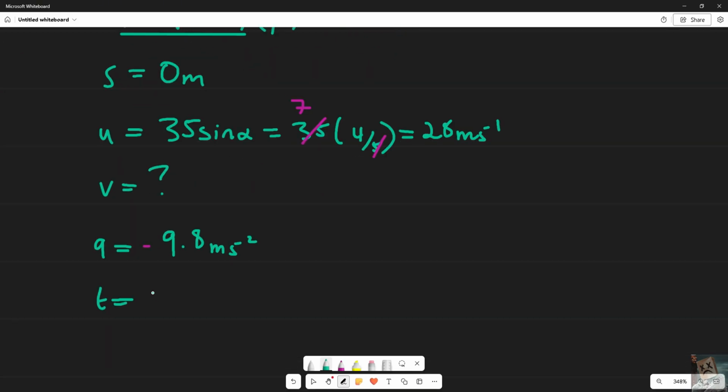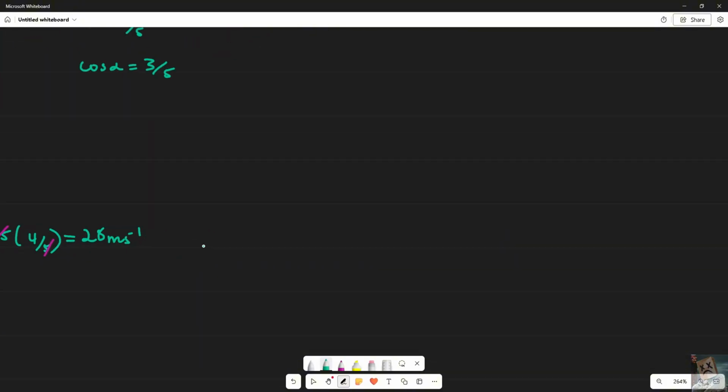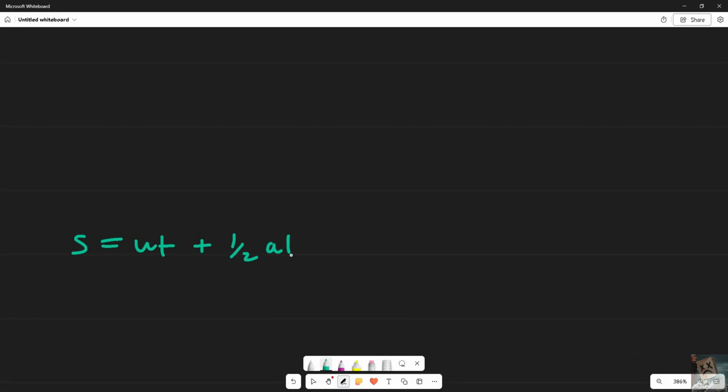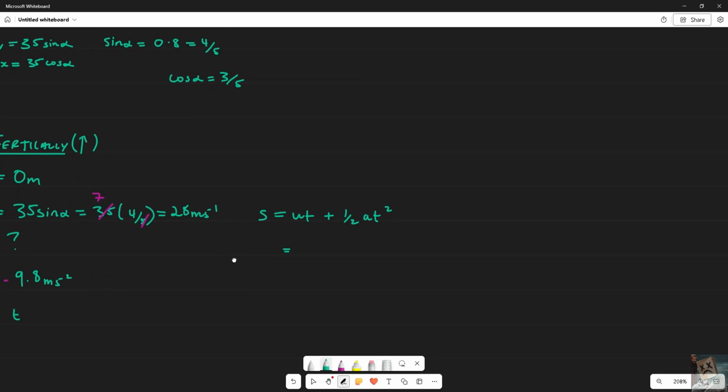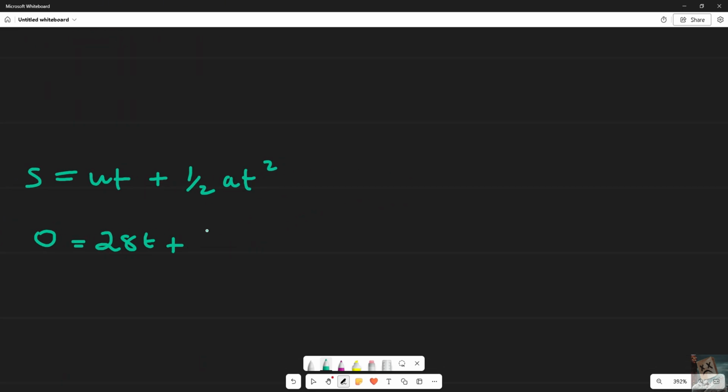And then the time is what we want to find out, so let's say that's t. So we've got s, we've got u, and we've got a. So I think the best thing we should do is this equation, s equals ut plus half at squared. So u is 28, so we've got 28t, s is 0, plus half times minus 9.8 times t squared.